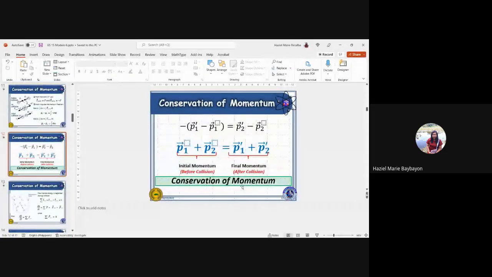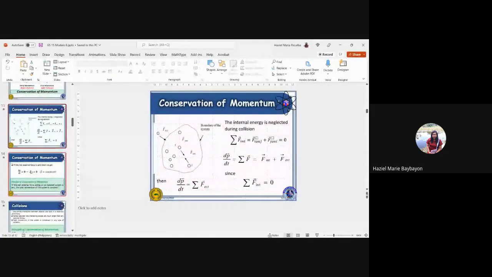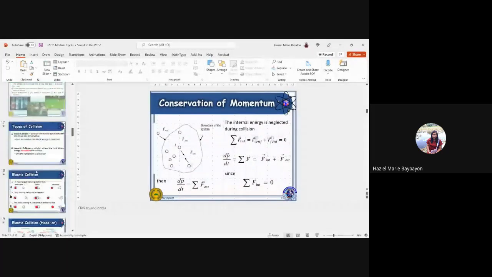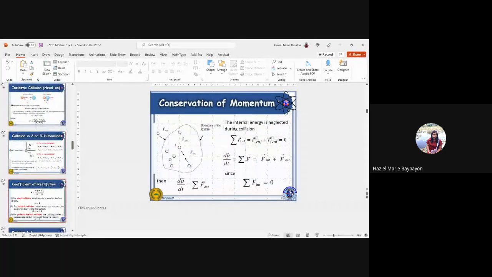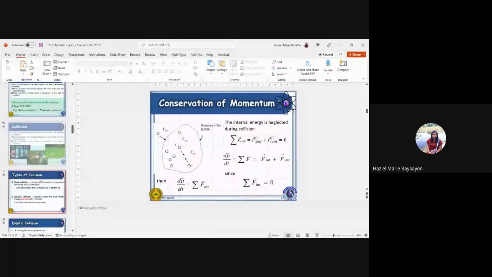Okay, we have 1 minute left. In the next meeting, class, we will discuss the types of collision.